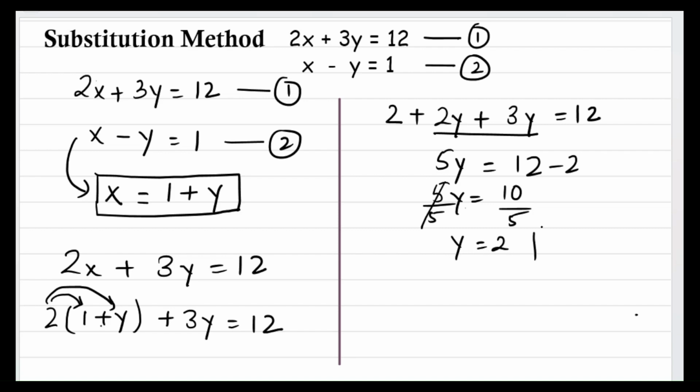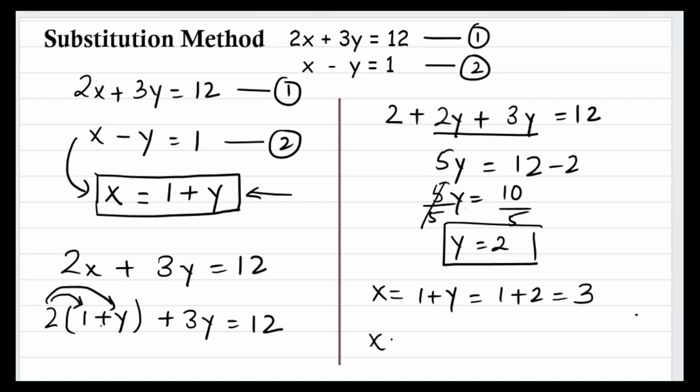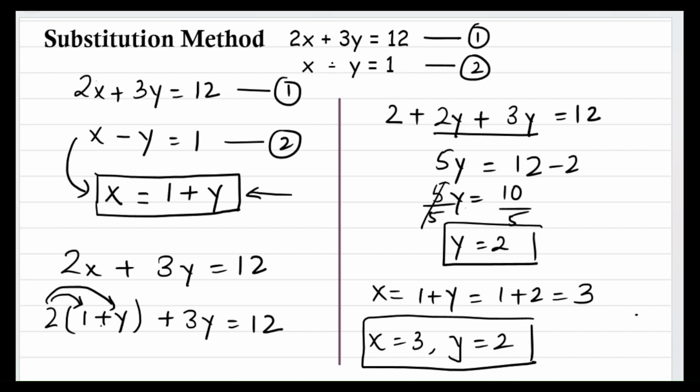Put this y equals 2 in this expression to get the value of x. So x is equal to 1 plus y, which is equal to 1 plus 2, which is equal to 3. So what is my solution? x equals 3 and y equals 2 is the solution for this given system of linear equations. So this is the substitution method.